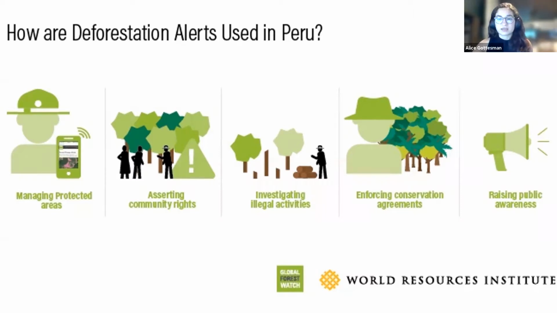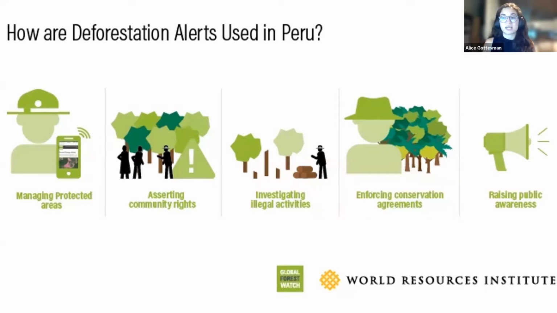The second pillar focuses on asserting community rights. Indigenous communities like Nuevo Saposoa and Patria Nueva use deforestation alerts to find potential invasions to their territories and plan patrols and follow-up investigations by the authorities. The third pillar focuses on investigating illegal activities. Authorities like the Environmental Prosecutor's Office use deforestation alerts to identify potential illegal activity and confirm other evidence in legal cases. The fourth pillar focuses on enforcing conservation agreements.